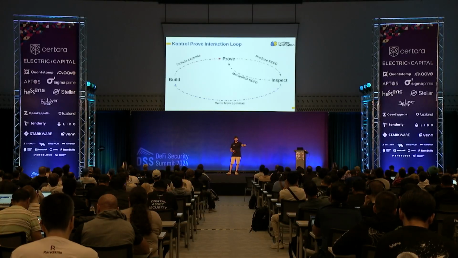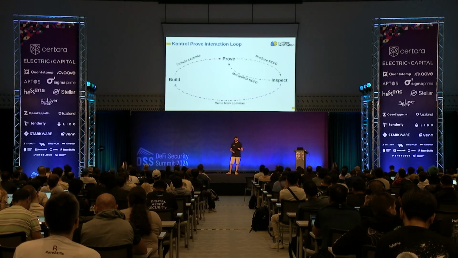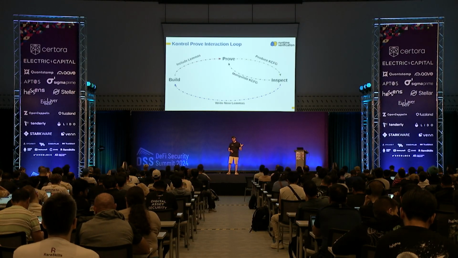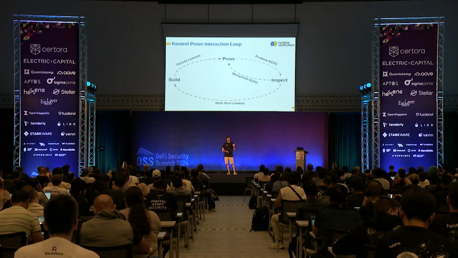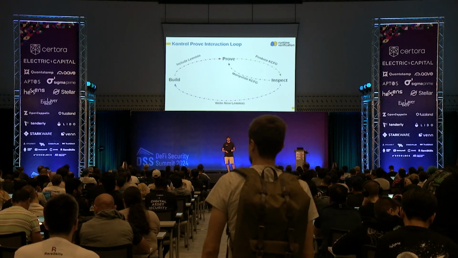So this is basically how the interaction loop with Kontrol looks. You start right at the build stage. You first build, then you prove, and then you inspect. So you build to be able to prove, but also to include new lemmas. This is one of the reasons to keep rebuilding. And then when you prove, you will produce what I showed before, this symbolic execution tree.